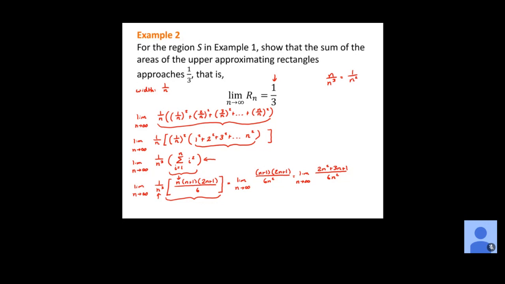Like I said, the process here is going to be the same for all these problems. The formulas we have to use are going to be different depending on the function that we're working with, right? We used i squared because the function was x squared.